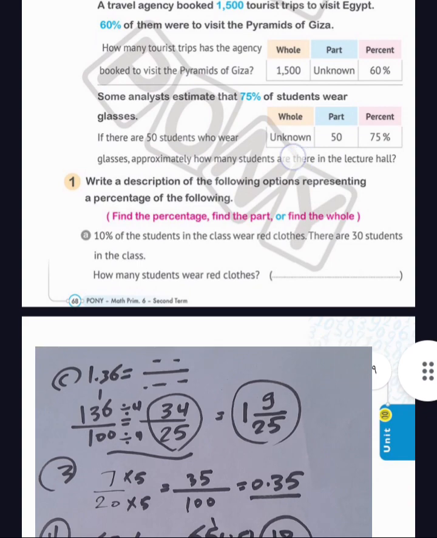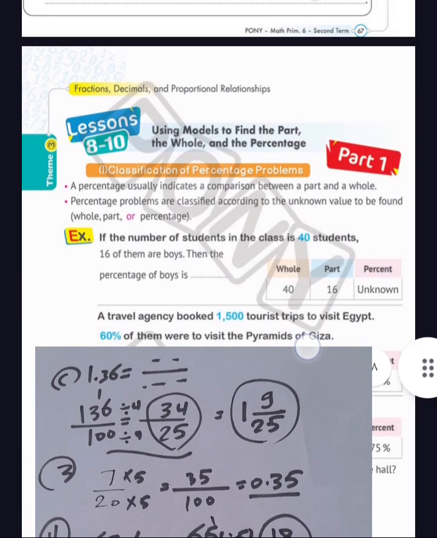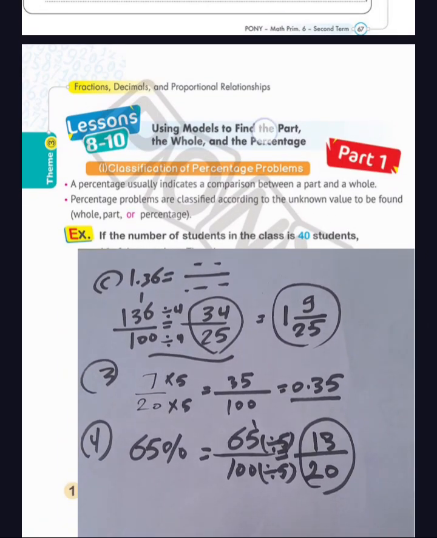Next, lesson 8 and 10, using models to find the part, whole, and percentage.